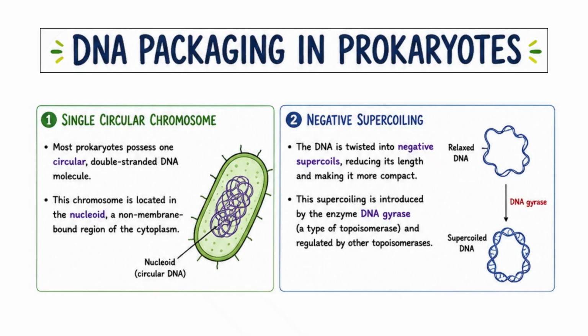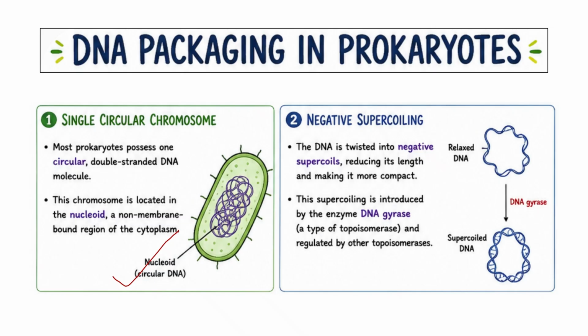Now see, first of all, let's start with the bacteria. The bacterial DNA is double stranded and it is circular, not linear. It is present in a specialized region in the cytoplasm. That specialized region is known as the nucleoid, which is not bounded by any membrane.